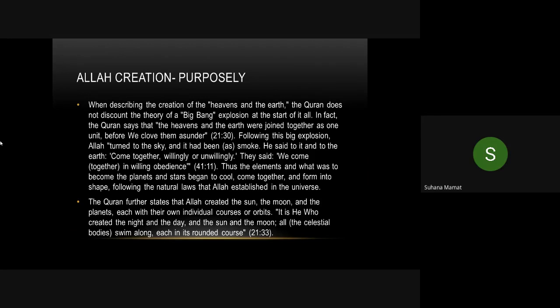So when describing the creation of the heavens and the earth, the Quran does not discount the theory of a Big Bang explosion at the start of it all. In fact, the Quran says that the heavens and the earth were joined together as one unit before we clove them asunder. Following this big explosion, Allah turned to the sky and it had been as smoke. He said to it and to the earth, come together willingly or unwillingly. They said, we come together in willing obedience. Thus the elements and what was to become the planets and the stars began to cool, come together and form into shape following the natural laws that Allah established in the universe.